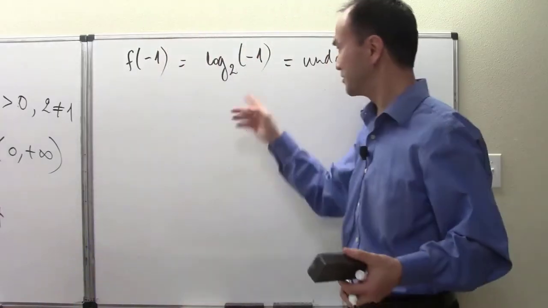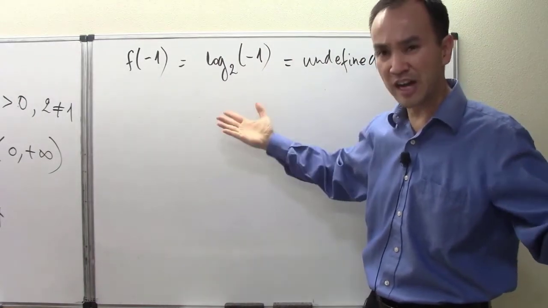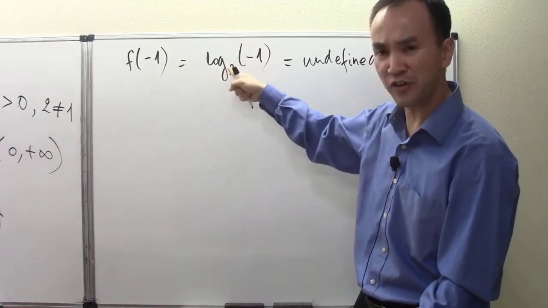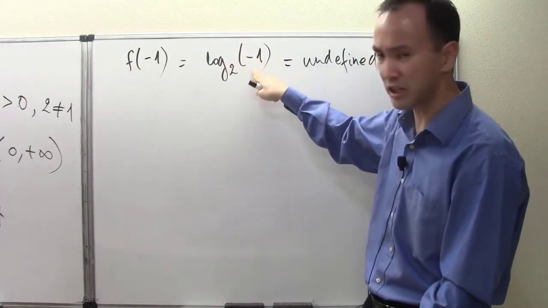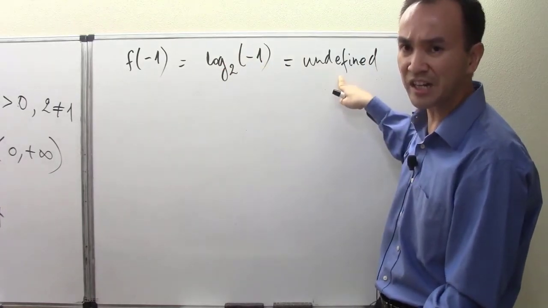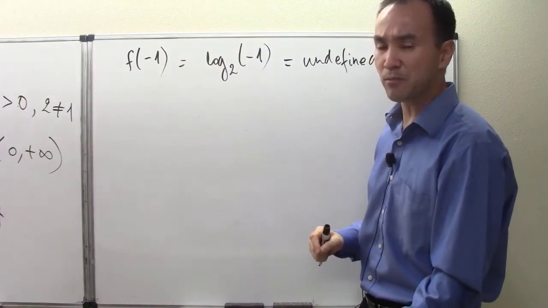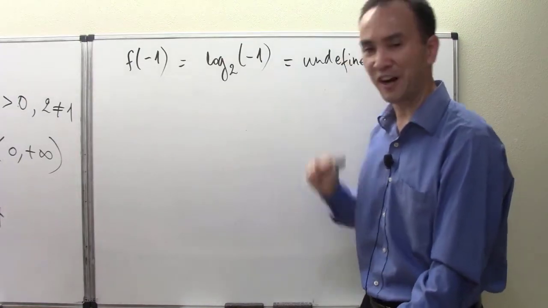Using this -1 input right here, generalize the idea that for any other negative input, this function will not take it. This function, log base 2, will not take a negative input. For -1 specifically, we have an output being undefined, and for any other negative inputs, the output will also come out undefined.